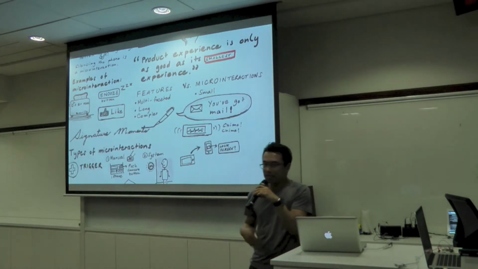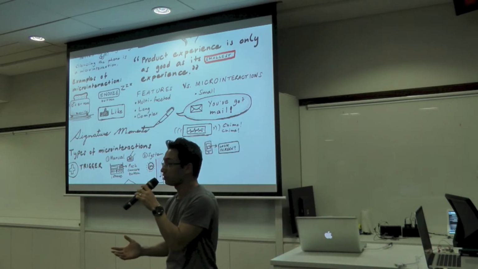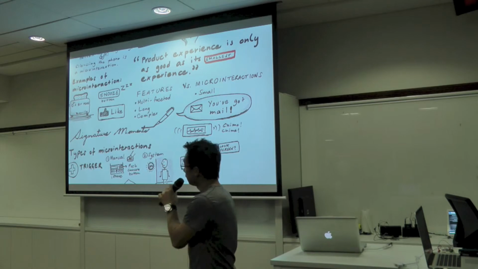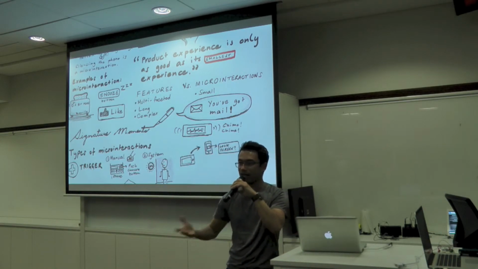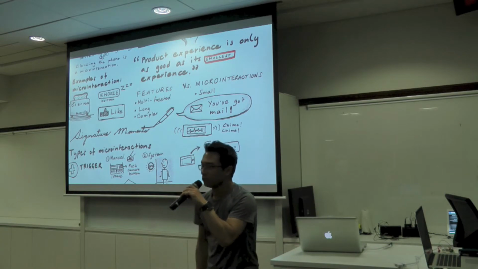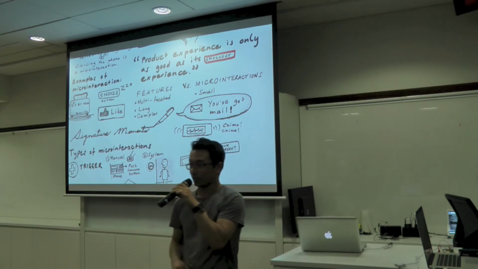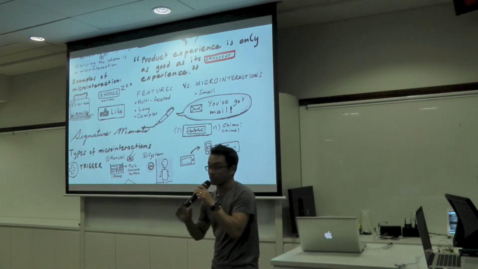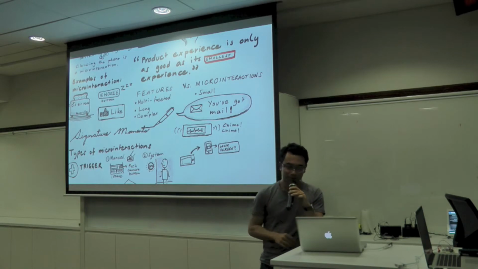So then you've got features. What's the difference between features and micro interactions? Well, features are something more long and complex. It's like, say, the shopping cart, or adding a friend on Facebook or whatever. But micro interactions are much smaller than that. It's short, small, it's simpler.